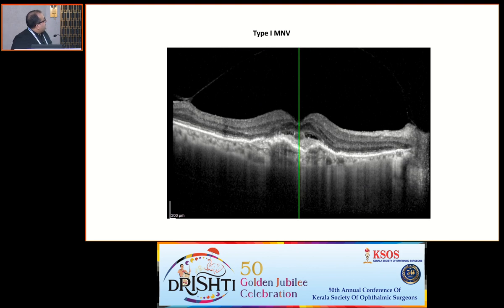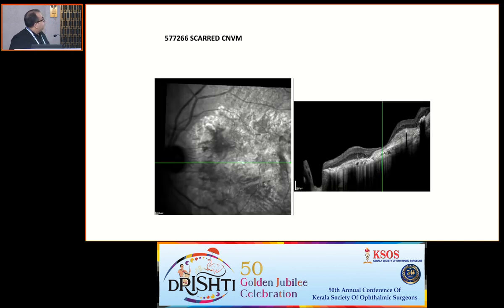This is a macular neovascularization. You can see intraretinal edema, subretinal edema, you can see subretinal hyperreflective material, the presence of backscattering from the fibrovascular PED, and if you notice very carefully, you can see a compacted choroidal layer rather than the pachychoroid which is seen in cases of PCV.